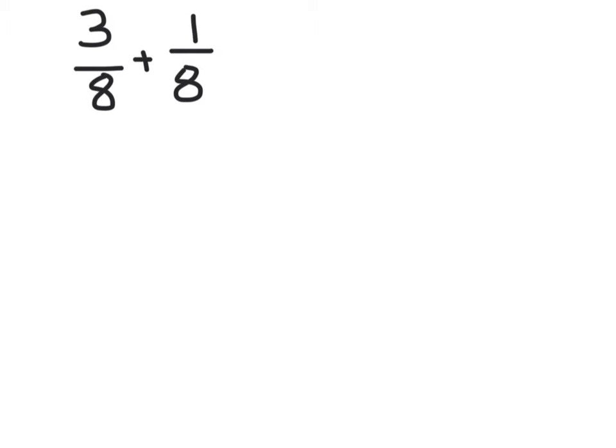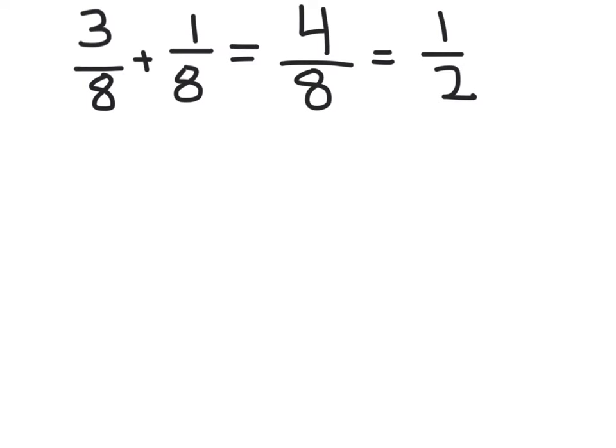What we need to realize is we need to look at how these pieces are cut, and in this case our denominators are the same, they're both eighths, so our pieces are both cut into the same sizes, and if that's the case we can just go from there and combine our numerators. So 3 plus 1 is 4, and our denominator stays the same because it tells us the size of our pieces. So 3/8 plus 1/8 is 4/8, and if we wanted to simplify that, 4/8 also equals 1/2. So the key here is, again, to realize that our denominators are identical.